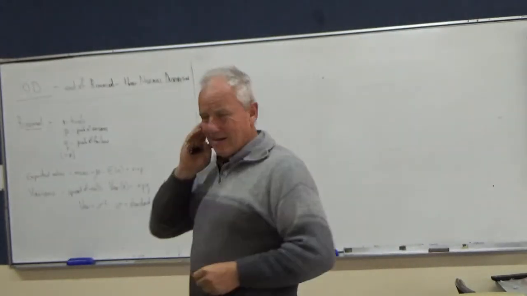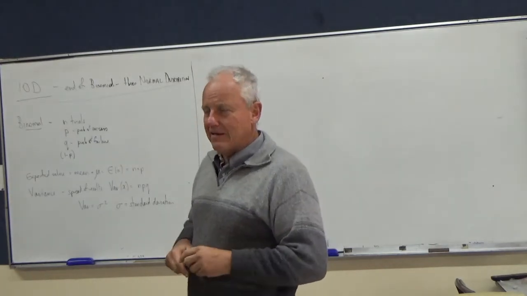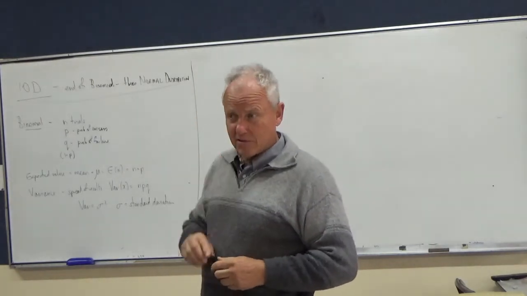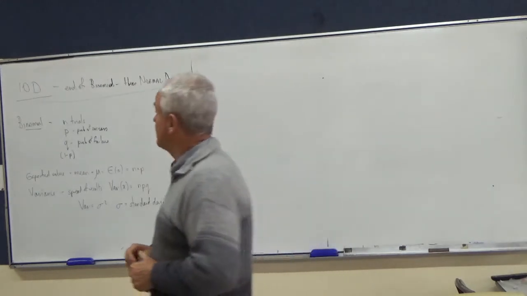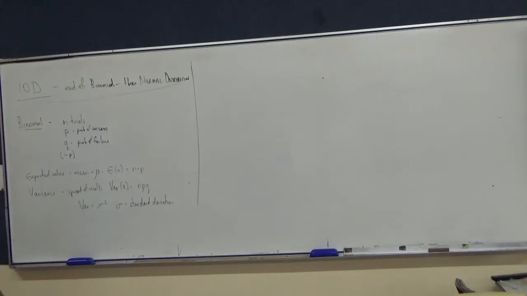So this is the end of binomial and into the normal distribution, which are pretty important bits. We almost finished binomial off last lesson. What we didn't do was talk about the expected value and the variance.